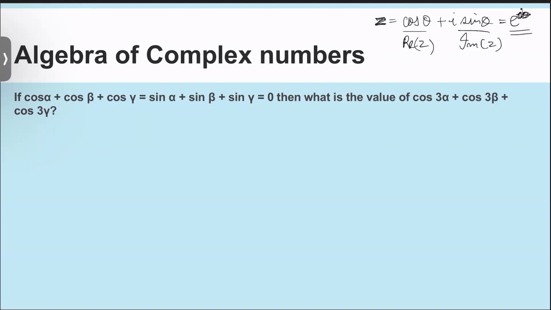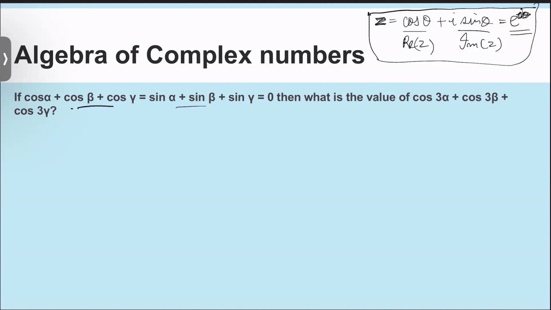These are things you can remember for when we solve some examples where we will require these kinds of values. So let's see. Over here, we are given that cos alpha plus cos beta plus cos gamma is equal to sin alpha plus sin beta plus sin gamma, and both these terms are equal to 0. Given this condition, we want to find the value of cos 3 alpha plus cos 3 beta plus cos 3 gamma.